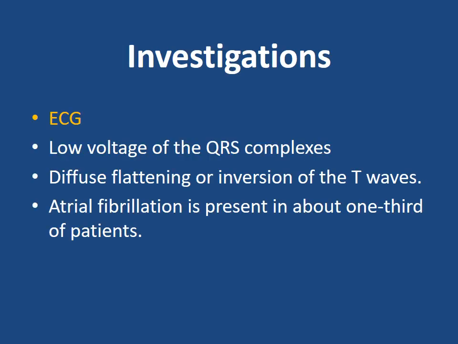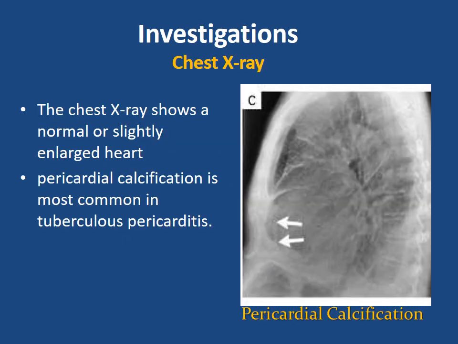Now we will move towards the investigation. Investigation includes ECG. In ECG, there will be low voltage of the QRS complexes, diffuse flattening or inversion of the T wave, and atrial fibrillation may be present in about one third of the patients. The chest X-ray shows a normal or slightly enlarged heart, and there is a pericardial calcification, as pointed out by the arrow, and the most common cause is tuberculous pericarditis.